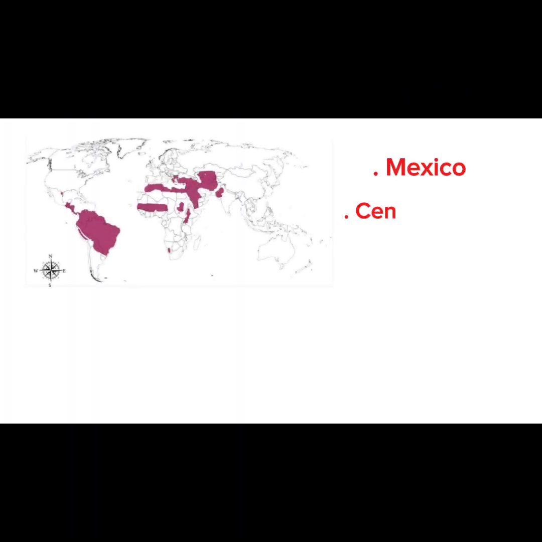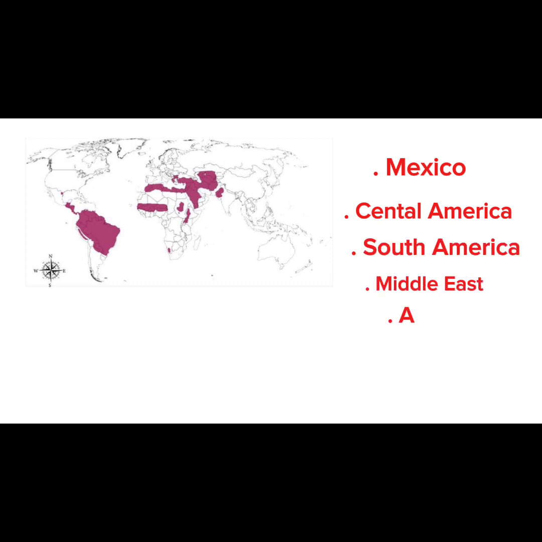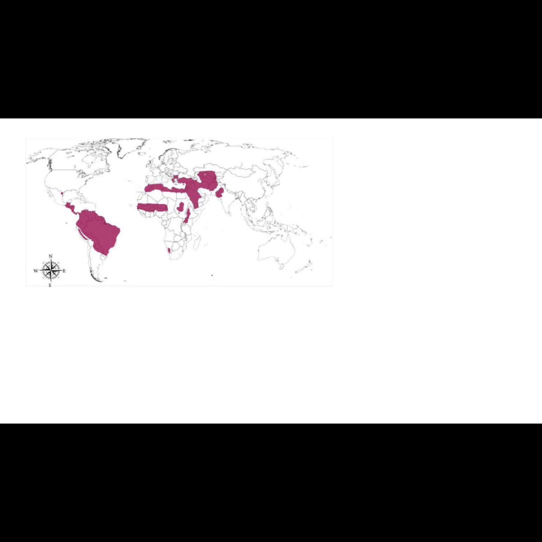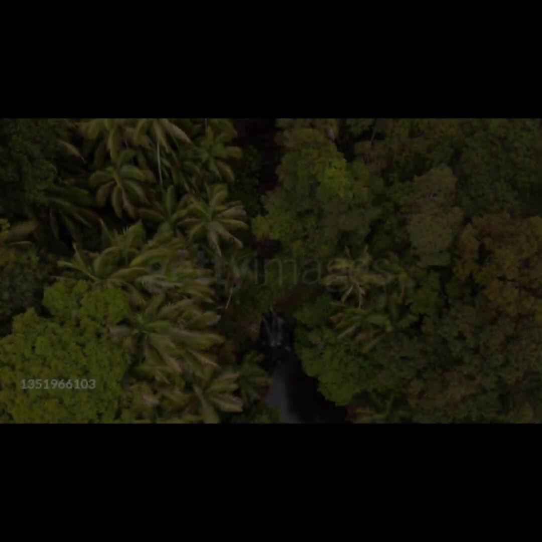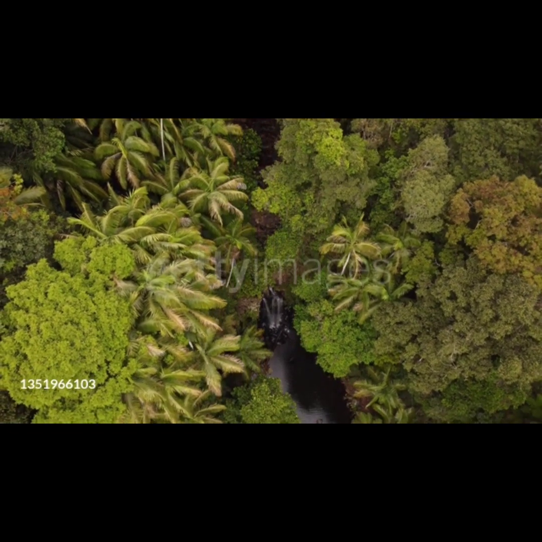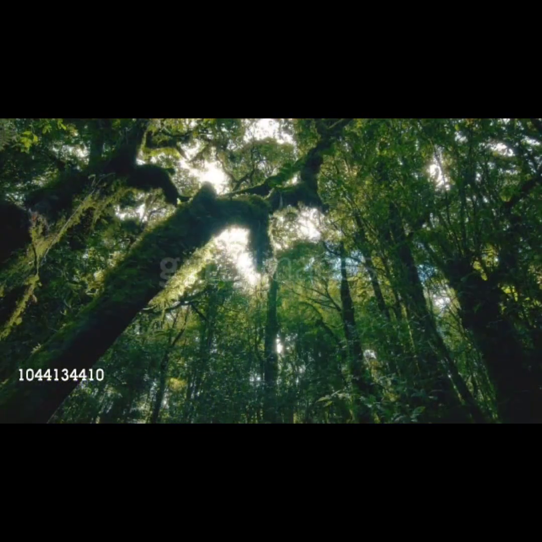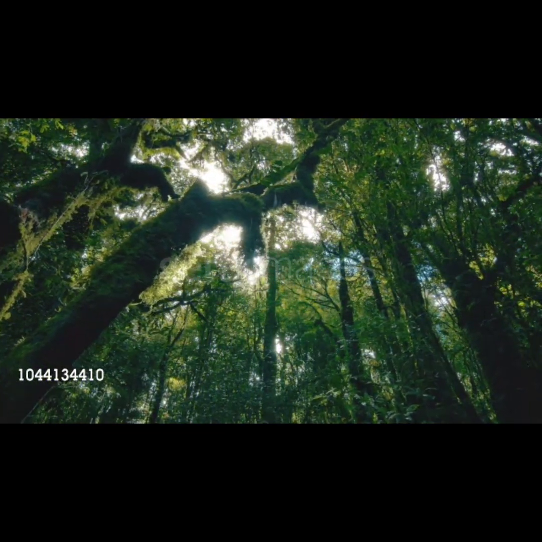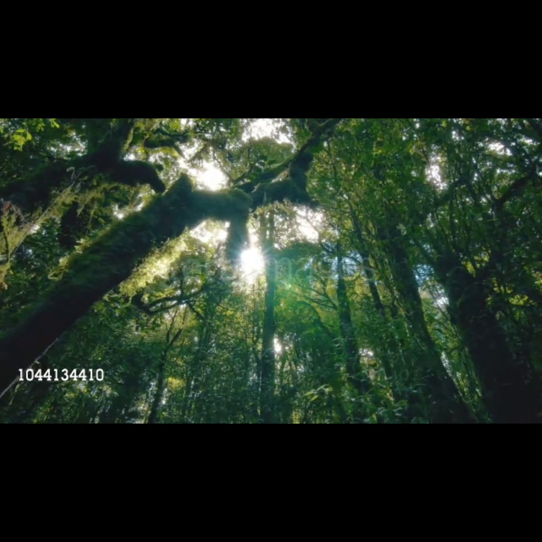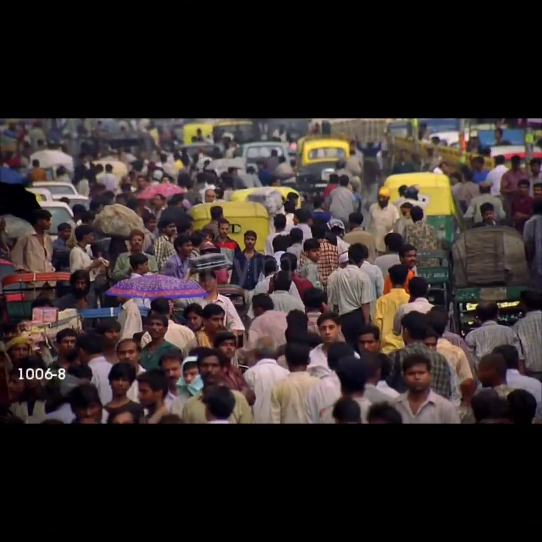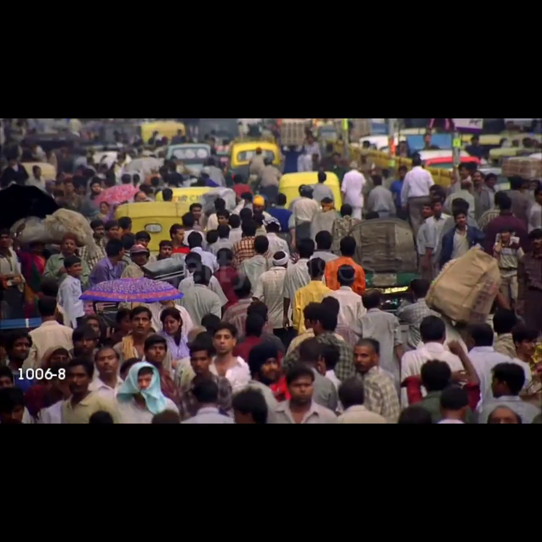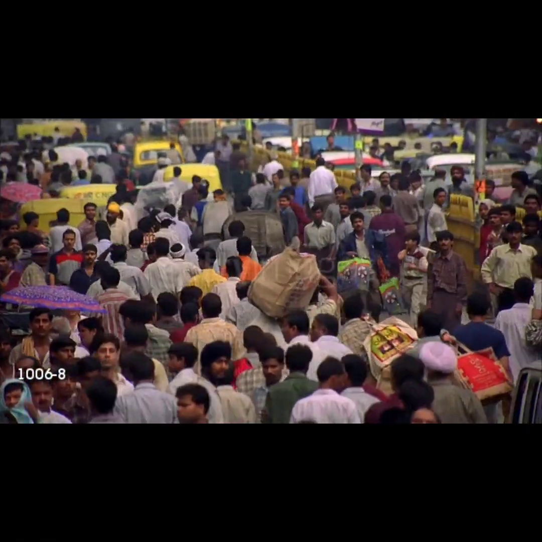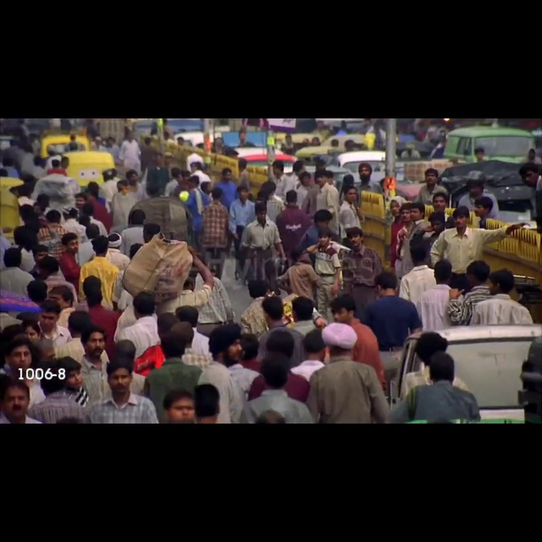Leishmaniasis mexicana can be found in Mexico, Central America, South America, the Middle East, Asia, and Africa. Most of the affected countries are in the tropics and subtropics. The settings in which leishmaniasis is found range from the rainforests in Central and South America to desert in West Asia. More than 90% of the world's cases of visceral leishmaniasis are in India, Bangladesh, Nepal, Sudan, and Brazil.